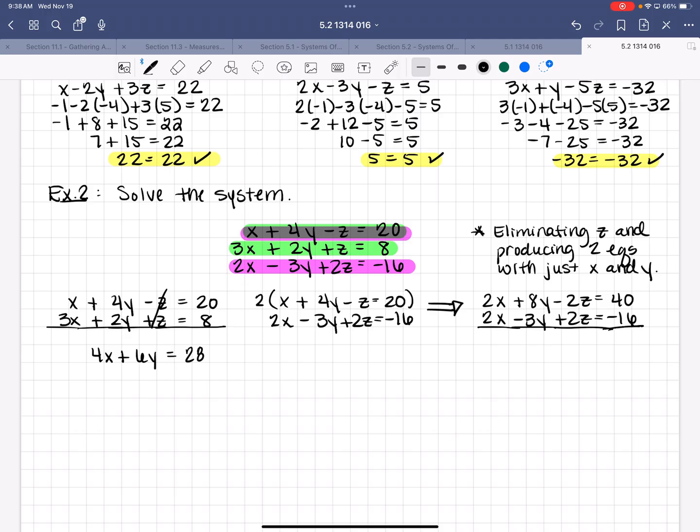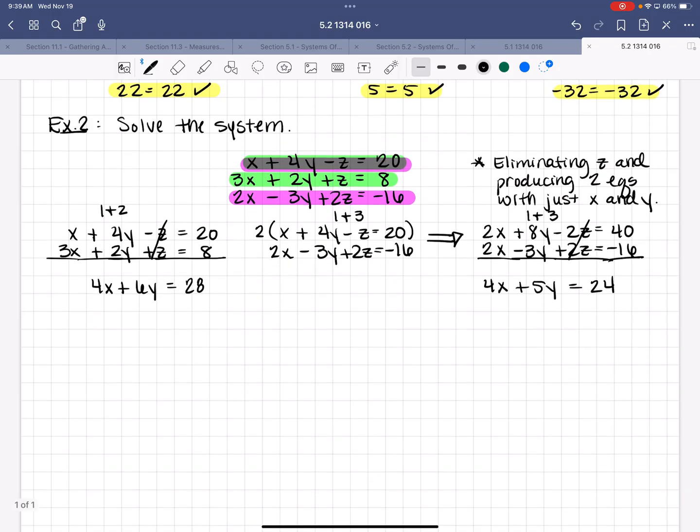Okay, so I used 1 and 2, then I used 1 and 3. All right? So that gives me 4x plus 5y equals, those z's go away. That's nice. Let me make sure I multiplied that right. Yes, equals 24. Now, good job. You've got it to two equations that have two variables. Okay, we can work with that.